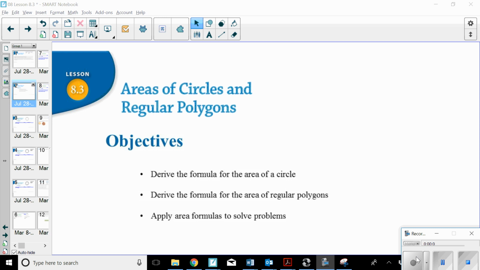Hi ladies, this is lesson 8.3, and in this lesson we're going to look at areas of circles and regular polygons. So we've looked at areas already of some special quadrilaterals and triangles, but now we're going to recall the area of a circle as well as the perimeter of the circle. And then we're going to look at the area of regular polygons, and we're going to use these area formulas in order to solve some word problems.